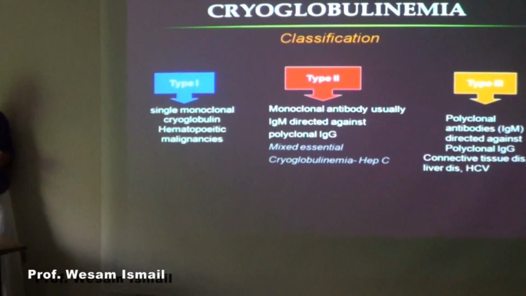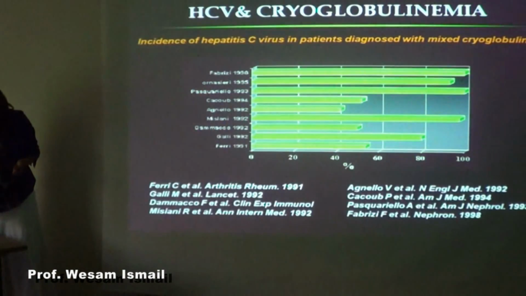I'm going to explain what this point results in, which is what we call a mixed essential cryoglobulinemia, and this is the one which is related to hepatitis C. Then we have type 3, which is polyclonal antibodies, again IgM, directed against polyclonal IgGs, and we see this in connective tissue diseases, in liver diseases, and also in hepatitis C. So the difference between this type and this type is in the IgM immunoglobulin. This one is monoclonal and this one is polyclonal.